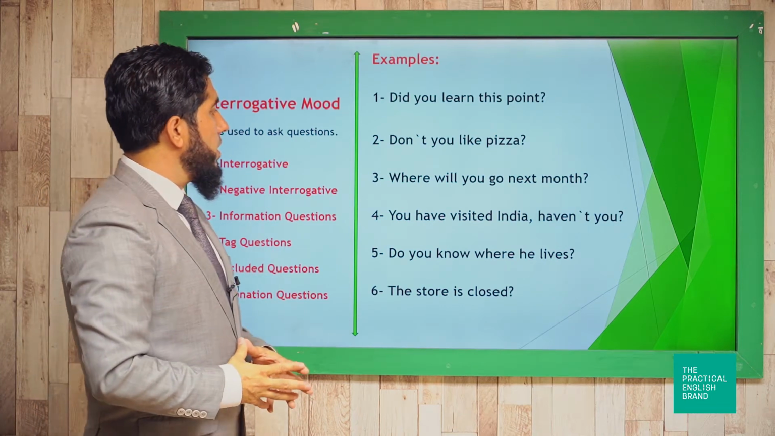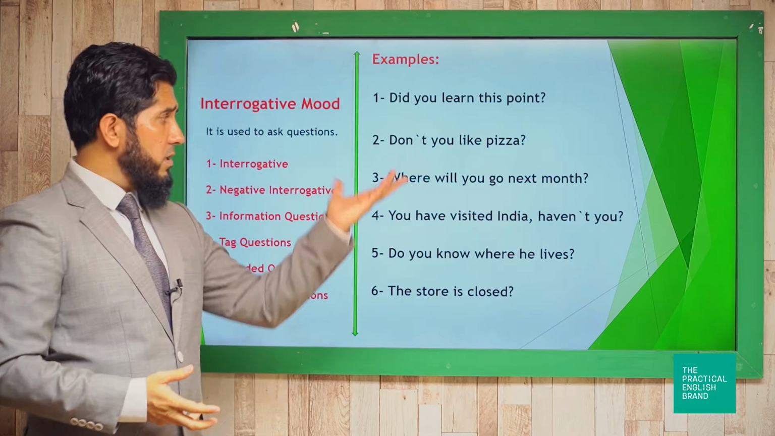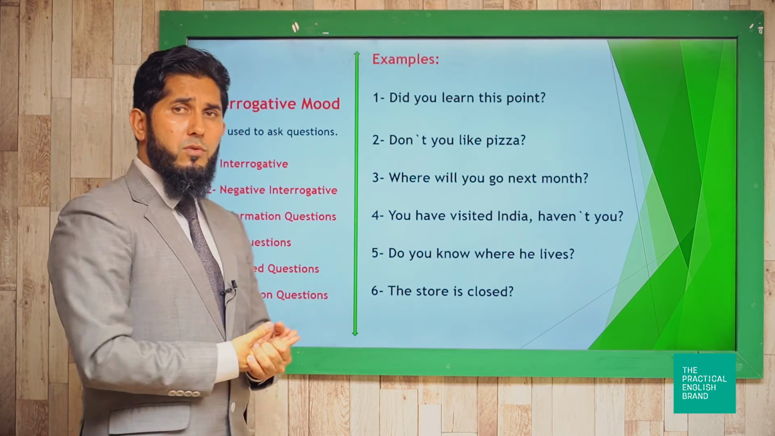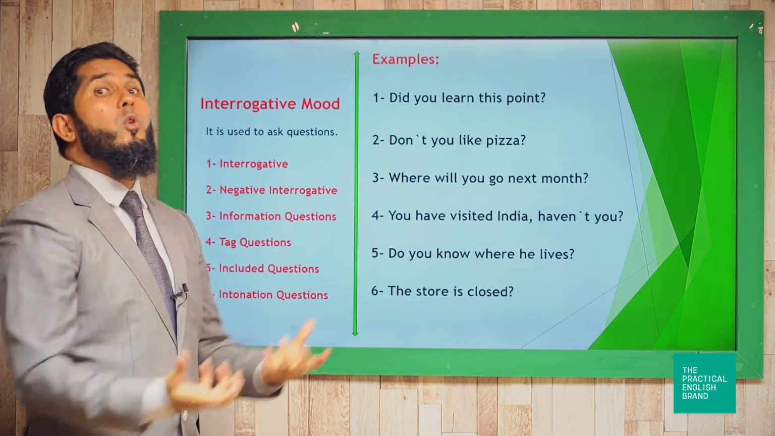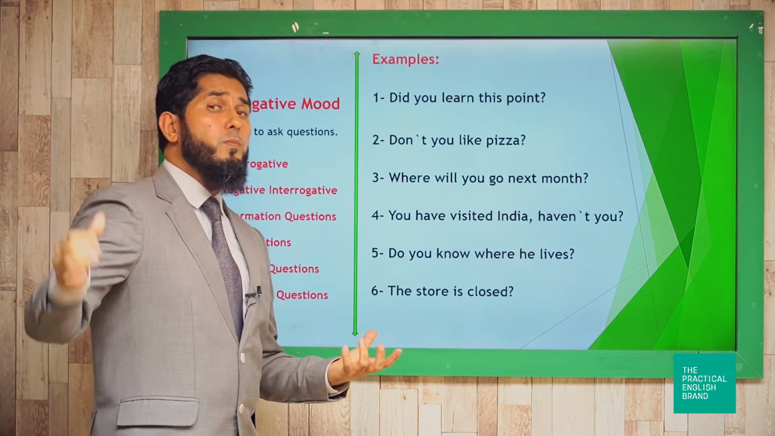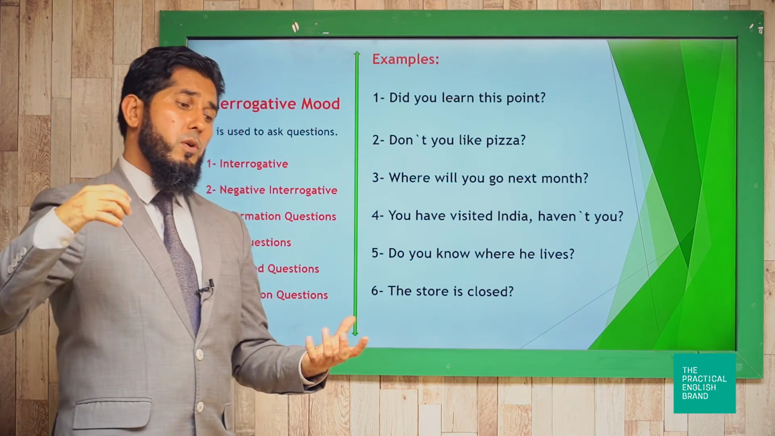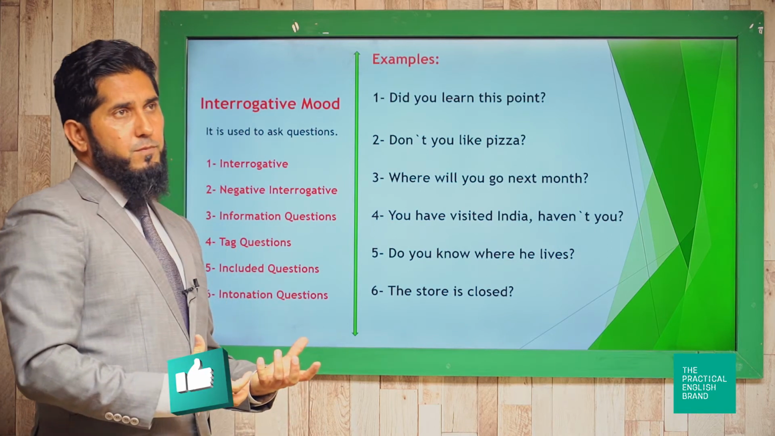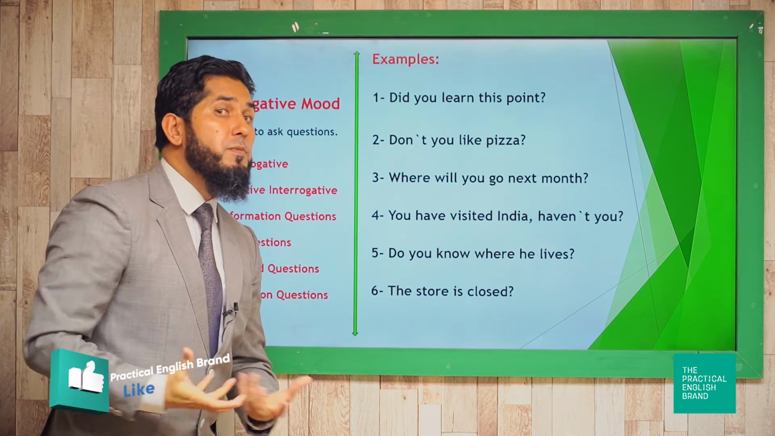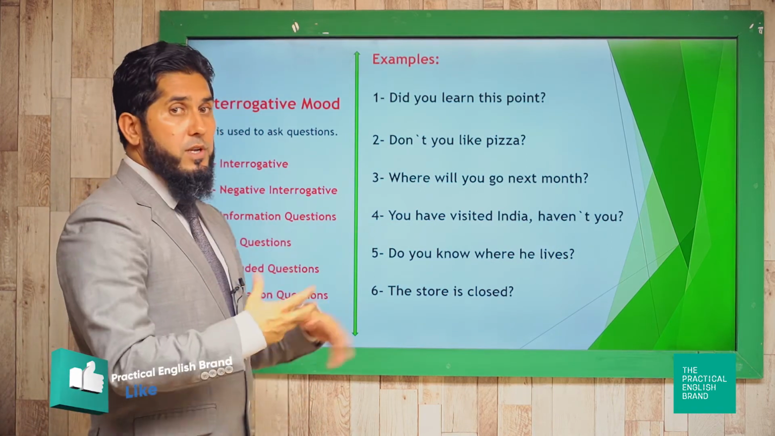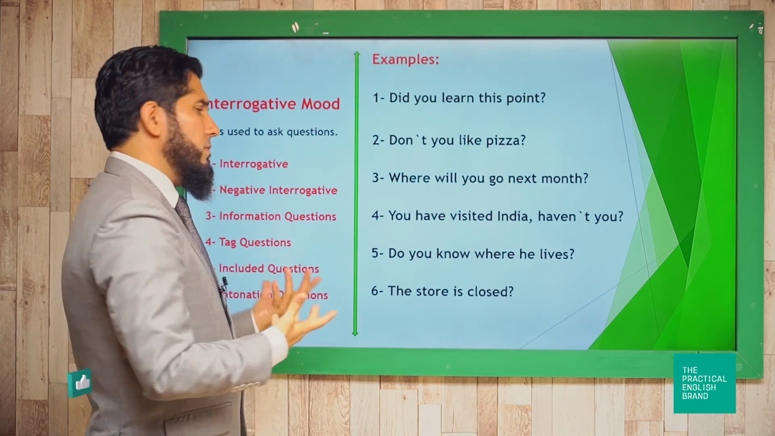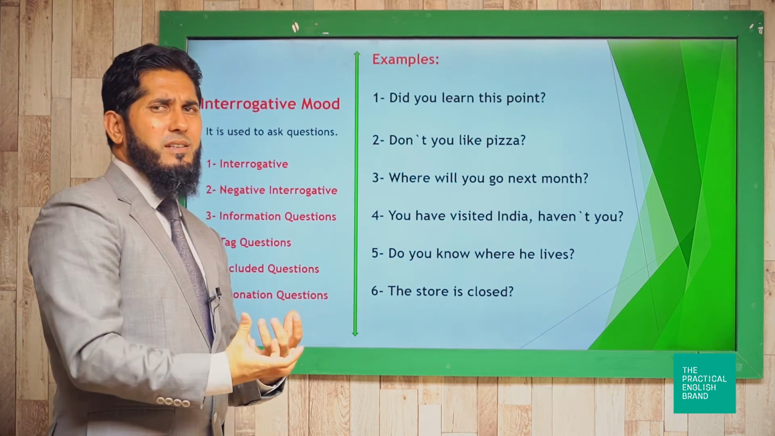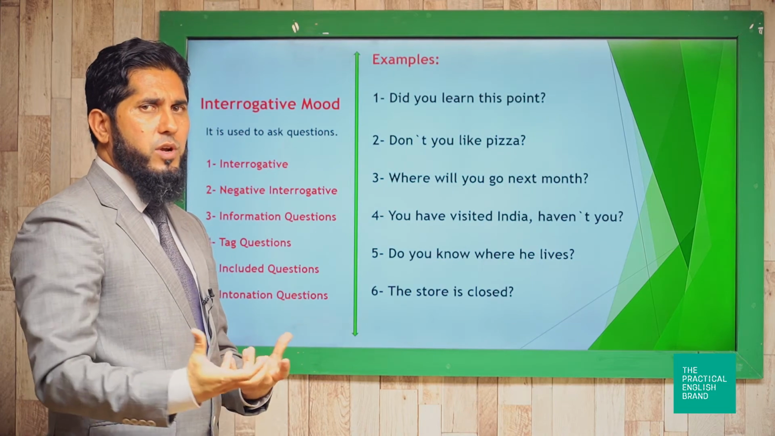Okay, so number three, where will you go next month? See, the tense is future tense, but it's an information question, so again, it's also interrogative mode. If we go back to the definition, it indicates the manner, I mean, the behavior of the speaker, okay? So obviously, what is the manner of the speaker? The speaker wants to ask his or her question.